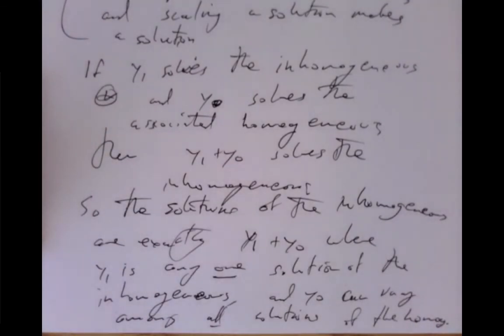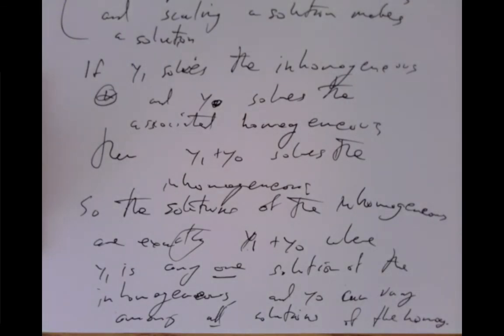So what we need to do, in other words, to solve an inhomogeneous equation is to find one solution of it. And then after that, we just have to solve the homogeneous, which is supposed to be easier. That's the idea. So we'll find one solution of the inhomogeneous, and after that, we'll just start adding on to it any solutions of the homogeneous.